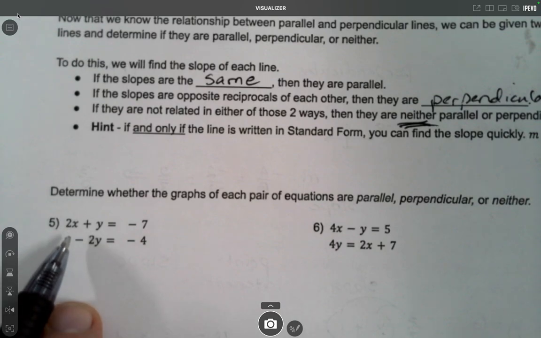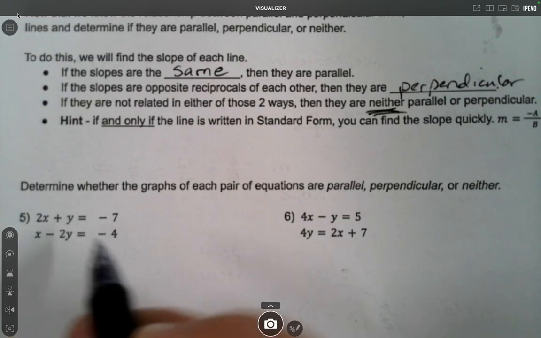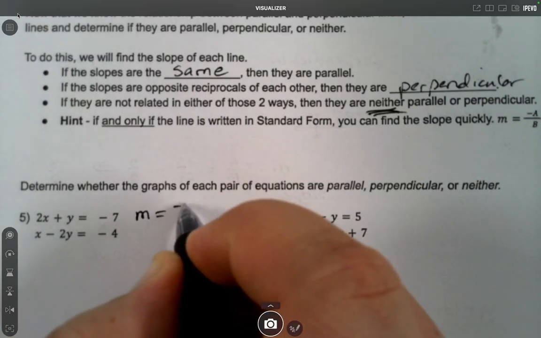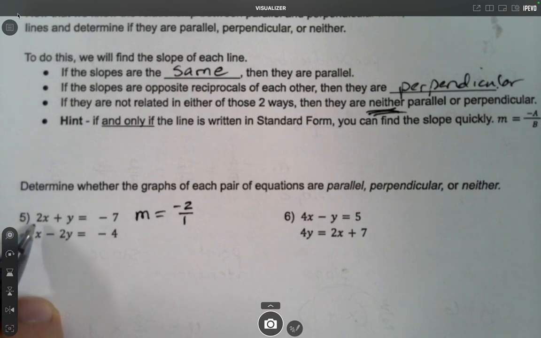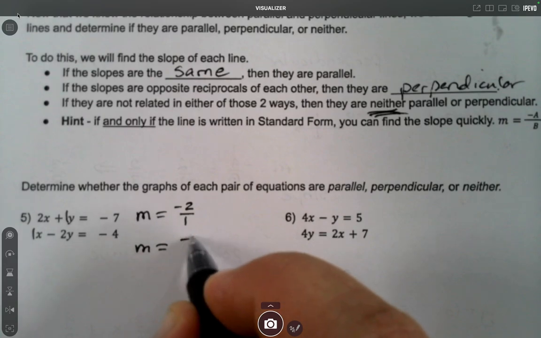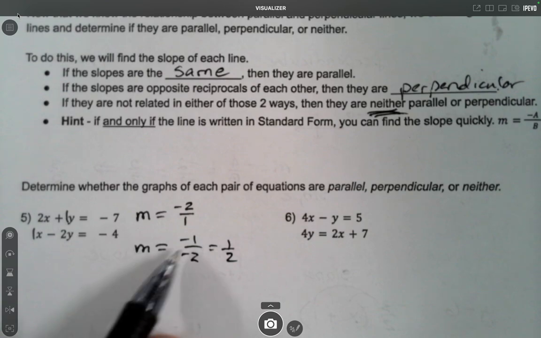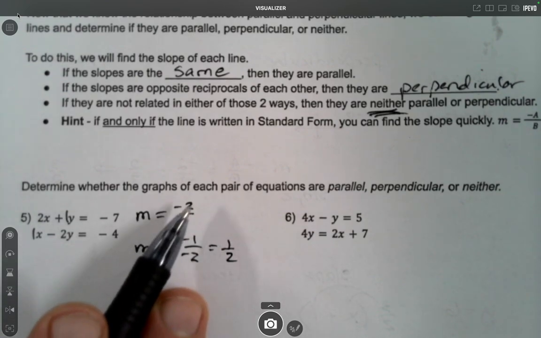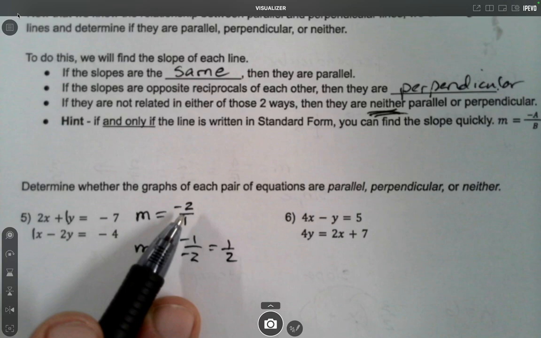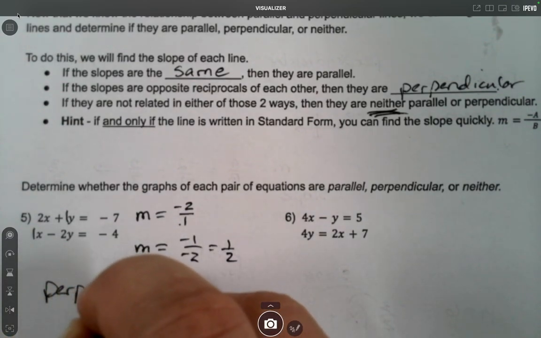So both of these on number 5 are in standard form. So for the top equation, I can do negative a over b. So I make the 2 negative, and there's the understood 1 in front of the y, that's my b. Down here, we have a slope. There's the understood 1, so we make that negative 1 over negative 2, which reduces to 1/2. So you notice these are the reciprocal of each other, 2 over 1, 1 over 2, and their signs are opposite. So that tells us these two lines are perpendicular.